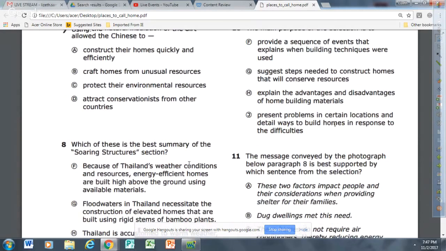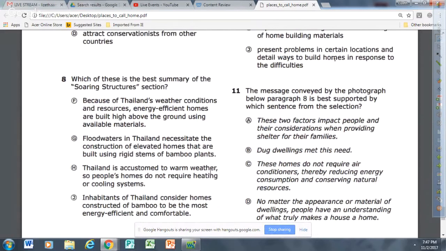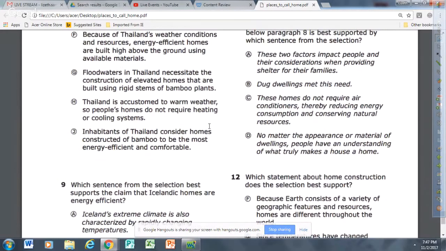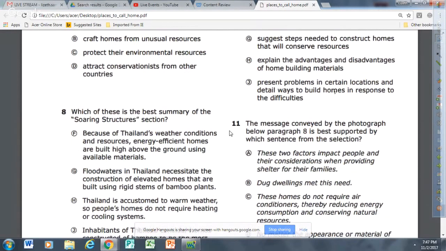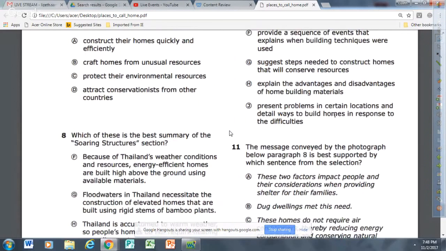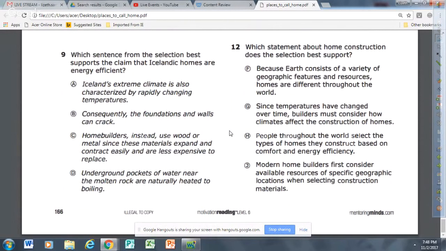So the summary question, if you haven't done it, you can write this down on the side. Number 8, the answer was F. Number 9, the answer was D. Number 10, the answer was J. Number 11, the answer was D. 12, the answer was F. Again, number 8, F, 9, D, 10, J, 11, D, and 12, F.